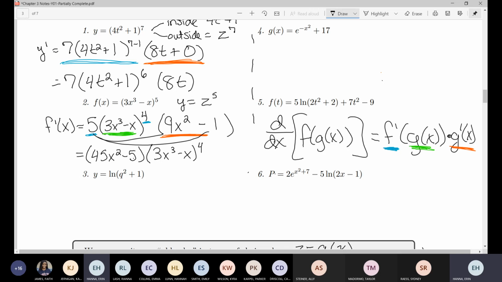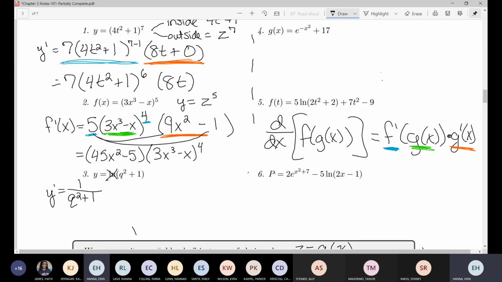Number 3, out of our 3 options for our outside function, we have natural log of something. So we've got to do that rule. What's the derivative of the natural log of something? It's essentially 1 over that something. So we start with 1 over q squared plus 1, which essentially takes care of that outside natural log piece.